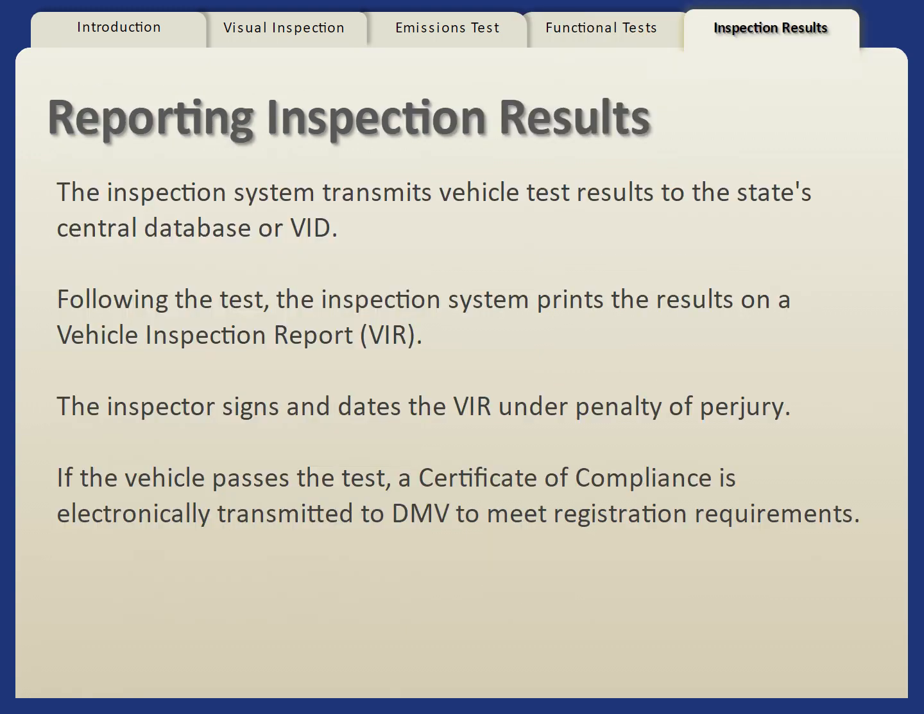The EIS transmits vehicle test results to the state's central database, also known as the Vehicle Information Database, or VID. Following the test, the EIS prints out 2 copies of the test results. The inspector signs and dates the VIR under penalty of perjury. A copy is retained by the smog check station, and the second copy must be provided to the consumer. All test results are stored on the VID. If the vehicle passes the test, a certificate of compliance is electronically transmitted to the Department of Motor Vehicles to meet registration requirements.